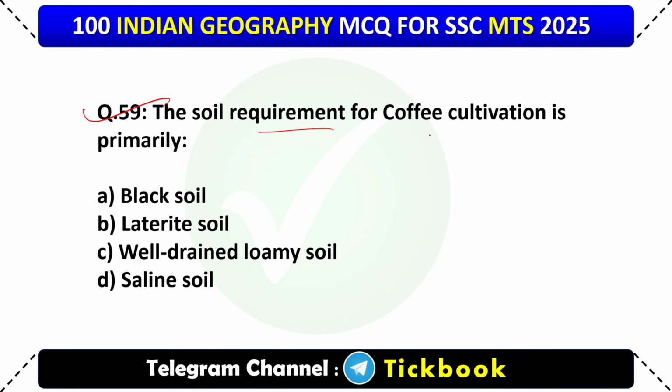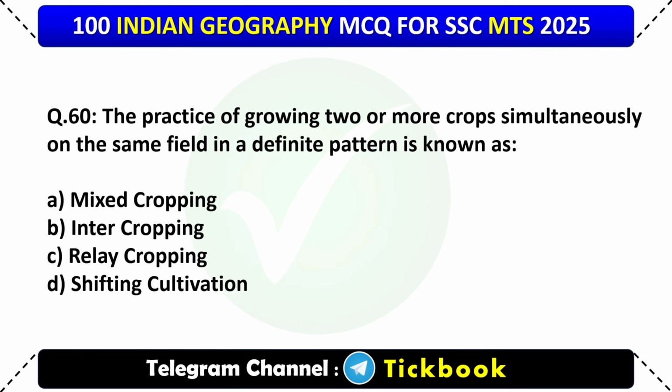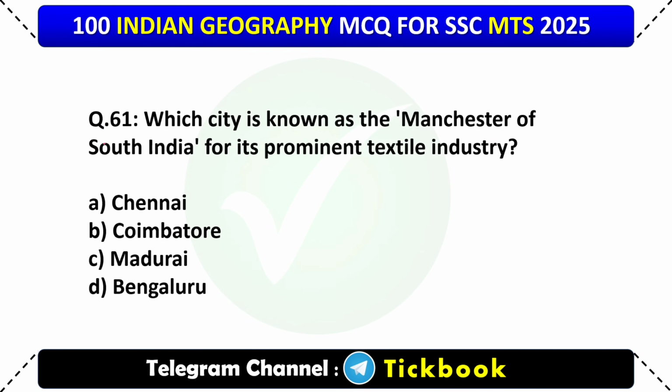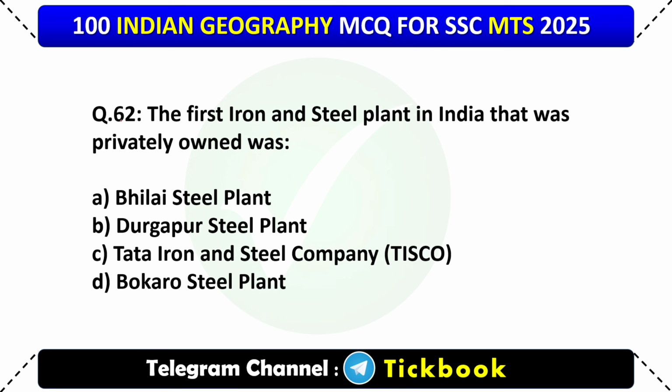59. The soil requirement for coffee cultivation is primarily. Option number C, well-drained loamy soil. 60. The practice of growing two or more crops simultaneously on the same field in a definite pattern is known as. Option number B, intercropping. 61. Which city is known as the Manchester of South India for its prominent textile industry? Option number B, Coimbatore. 62.